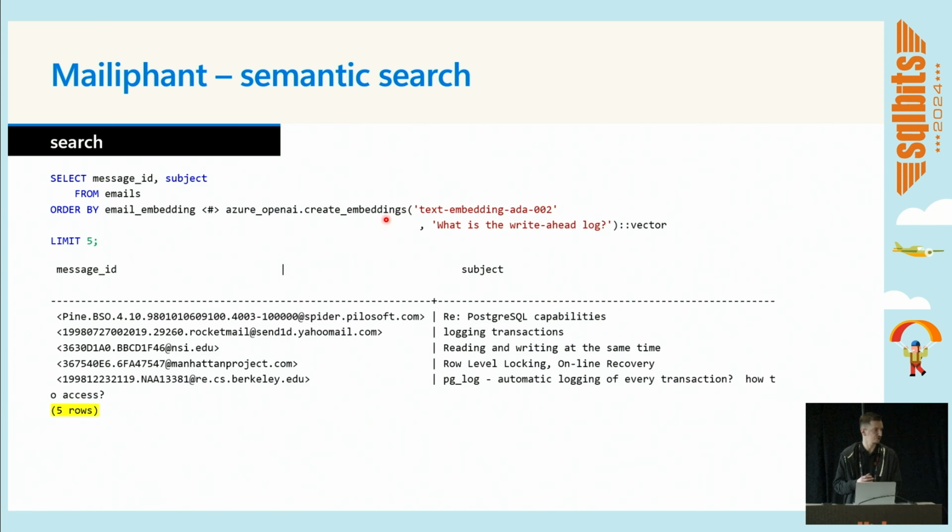And we have to generate the embedding from the user's query. So the user on the website wrote, what is the write-ahead log? And we call the OpenAI create embedding, we get the embedding, do the ranking over all the emails, and we get a bunch of messages. And you can see the titles: PostgreSQL capabilities, logging transactions, reading and writing at the same time, row level locking, PG log, automatic logging of every transaction, how to access. So these emails likely have something to do with write-ahead logging.